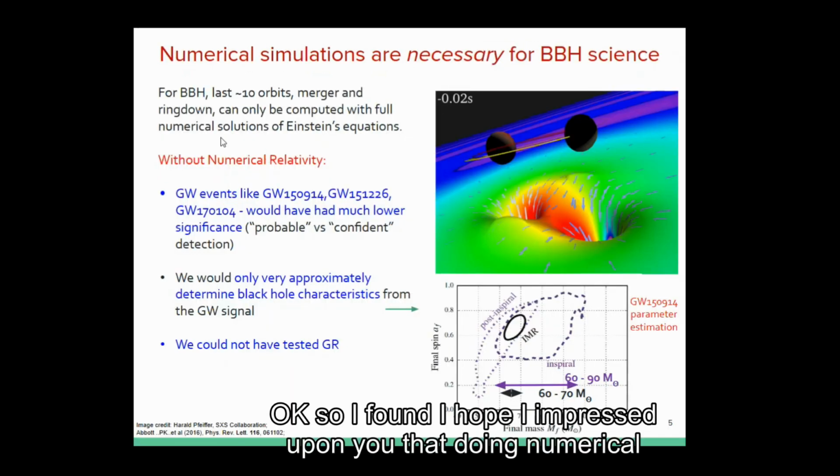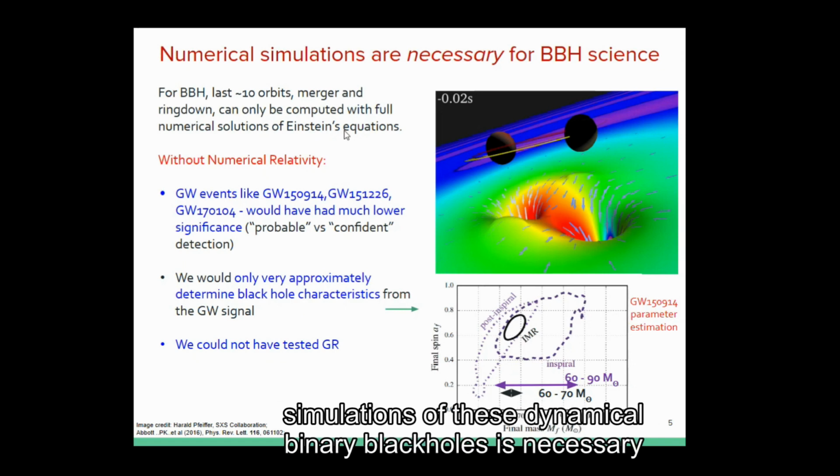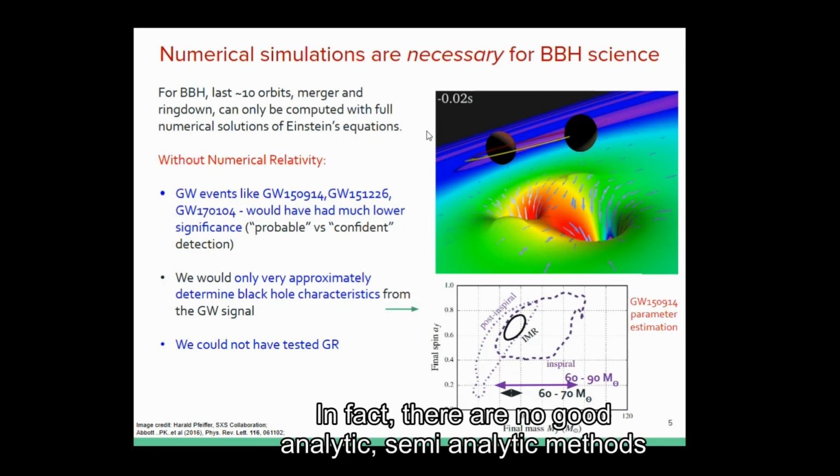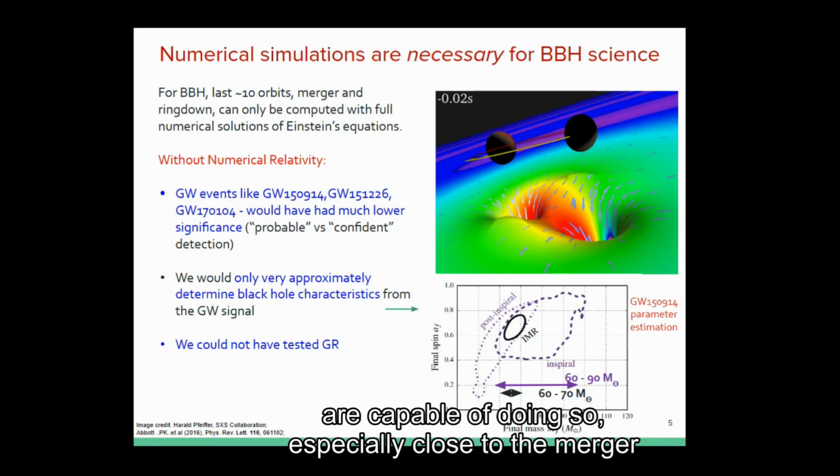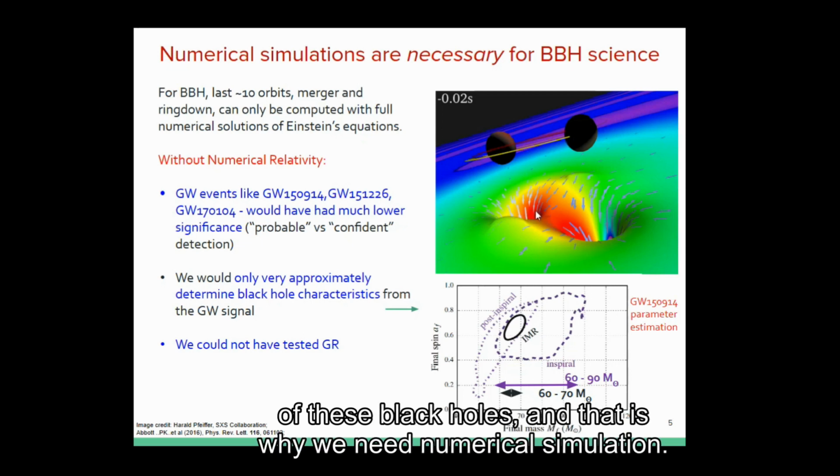I hope I have impressed upon you that doing numerical simulations of these dynamical binary black hole systems is necessary. In fact, there are no good semi-analytic methods that can describe these systems. Only fully numerical simulations are capable of doing so, especially close to the merger of these pairs. And that is why we need numerical relativity.